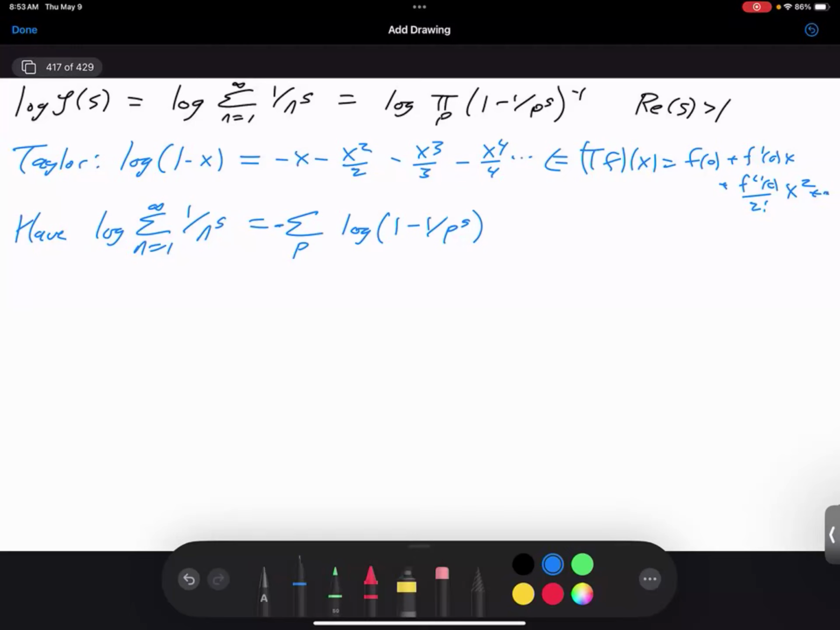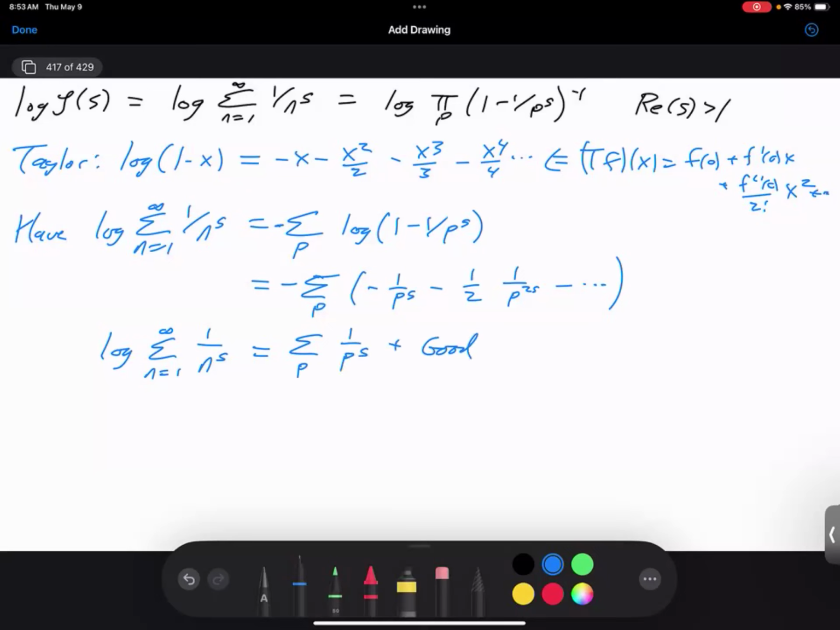And now I'm going to expand that using Taylor series. So this is going to be negative, the sum over p. The first order term is negative 1 over p to the s. The next term is minus 1/2 times 1 over p to the 2s, minus dot dot dot. Okay, well, the negative signs all cancel. So we get the log of the sum, n goes from 1 to infinity, of 1 over n to the s is equal to the sum over p of 1 over p to the s plus, I'm going to just say good, in the interest of time.